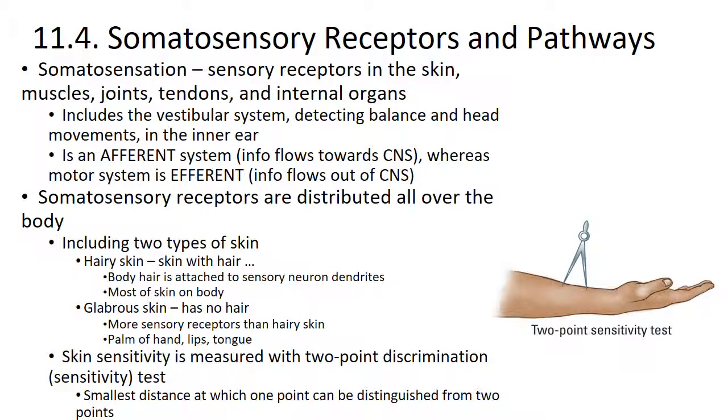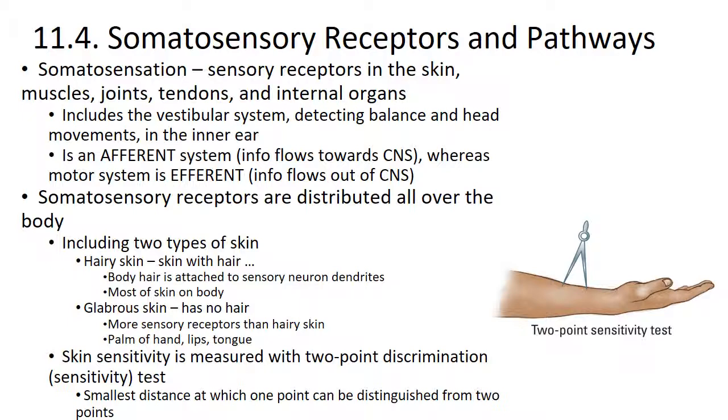That's hairy skin, which is just as it sounds: skin that has hair on it, or that has hair on some people. People have different amounts of hair on their body. So hairy skin is any skin that body hair can be attached to, that has hair follicles, and this is most of the skin on our body. And then there's glabrous skin, which has no hair. There are more sensory receptors on glabrous skin as compared to hairy skin. There are no hair follicles on glabrous skin.